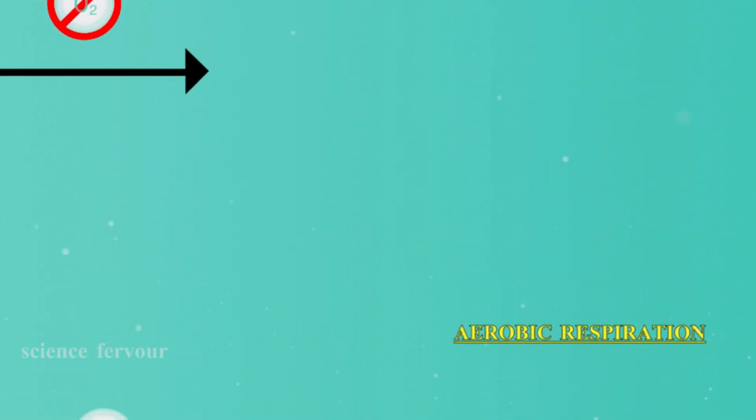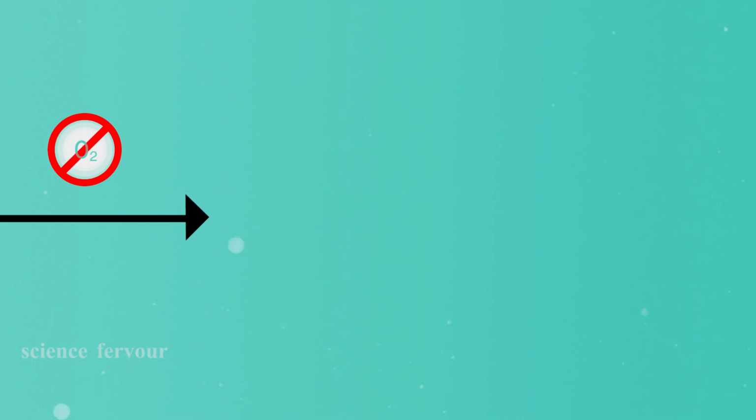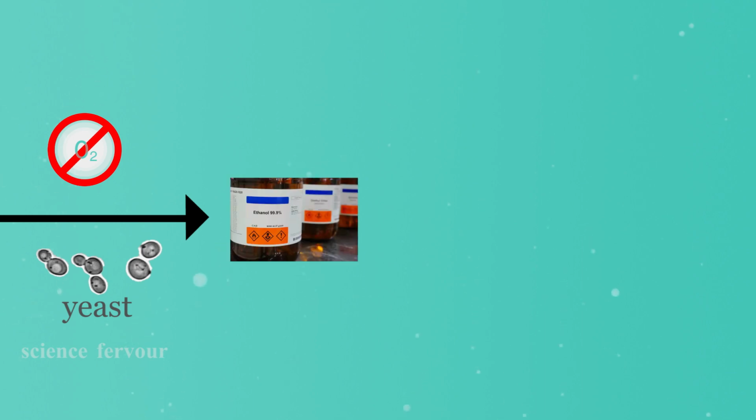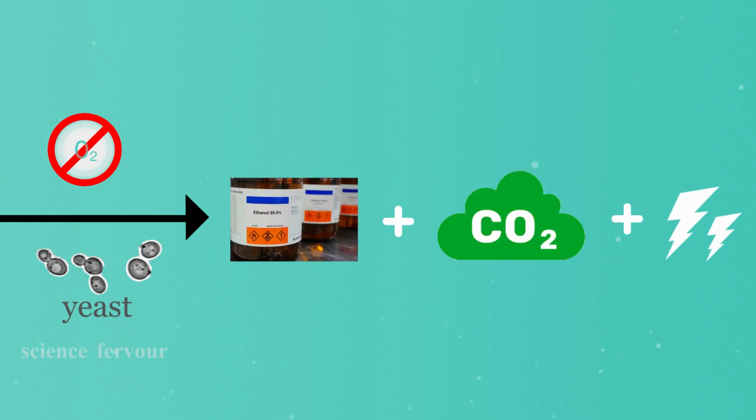Cellular respiration also happens in the absence of oxygen in yeast, known as alcoholic or yeast fermentation, which produces ethanol, carbon dioxide, and energy. This is known as anaerobic respiration because it happens in the absence of oxygen.